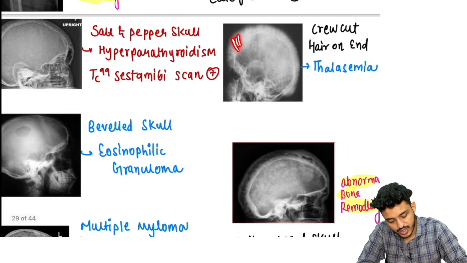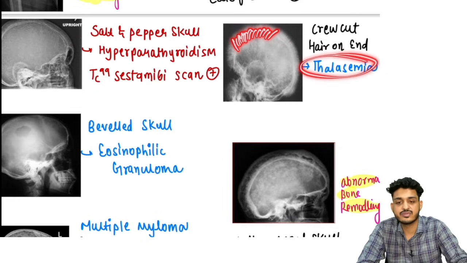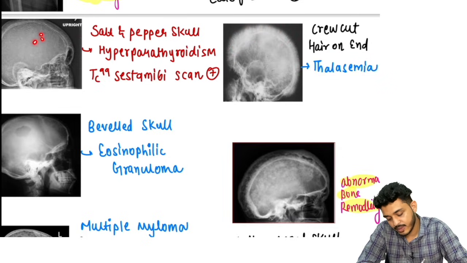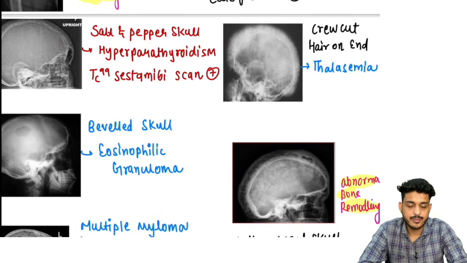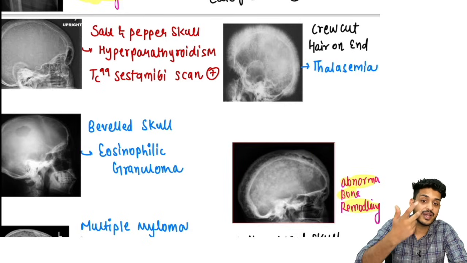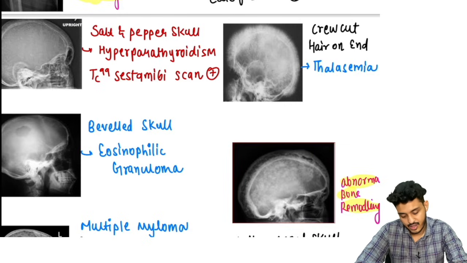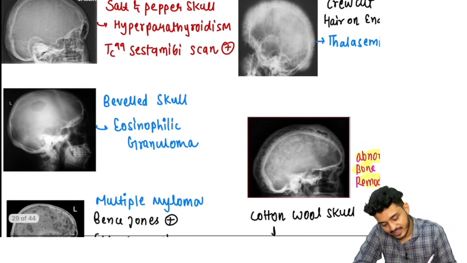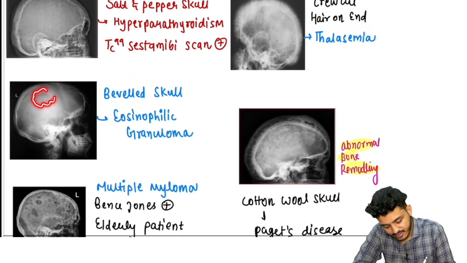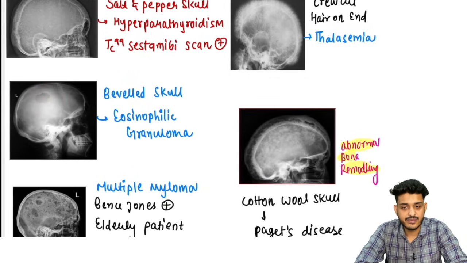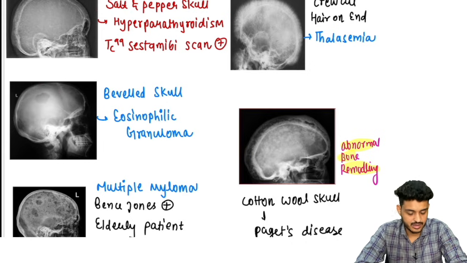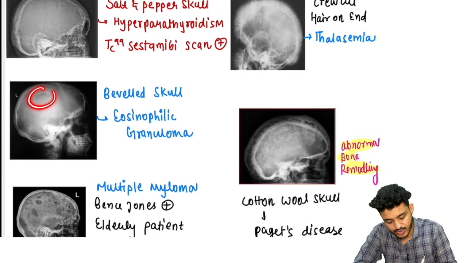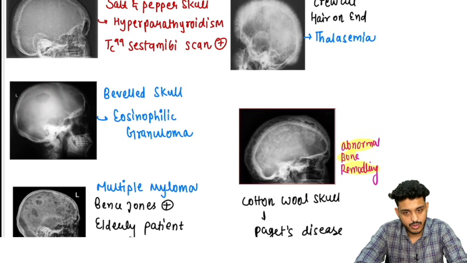This is your crew cut appearance that we are having. This crew cut appearance you will be finding in the cases of thalassemia, beta. Salt and pepper skull in the cases of hyperparathyroidism. Hyperparathyroid means functioning of parathyroid will be increased, right? Then you will be having this eosinophilic granuloma, beta. This is going to be beveling of the skull. You will be finding this particular single lesion. This is going to be your eosinophilic granuloma.